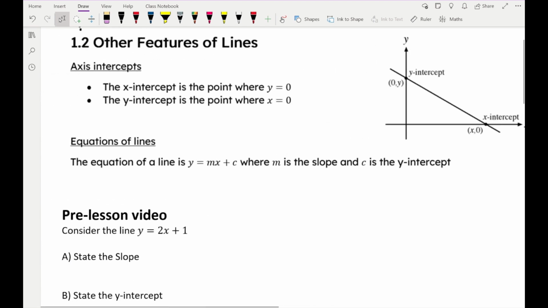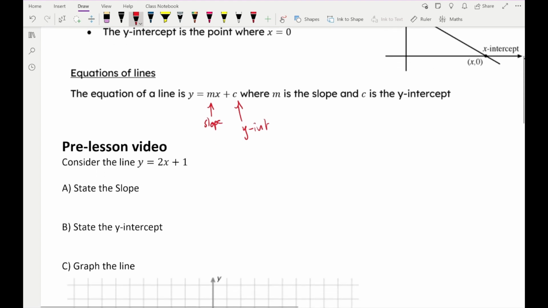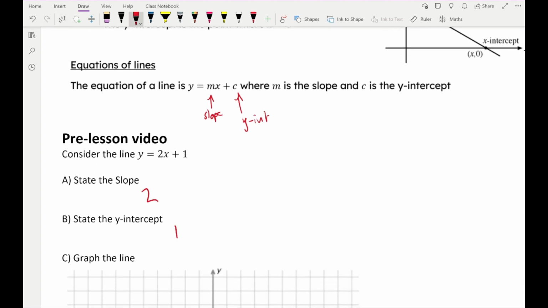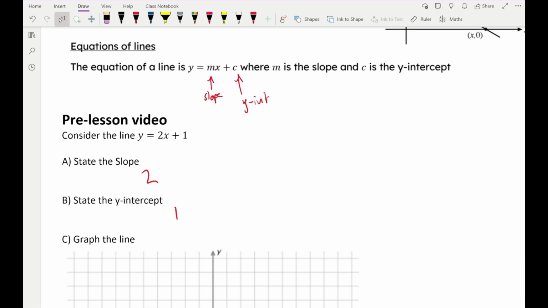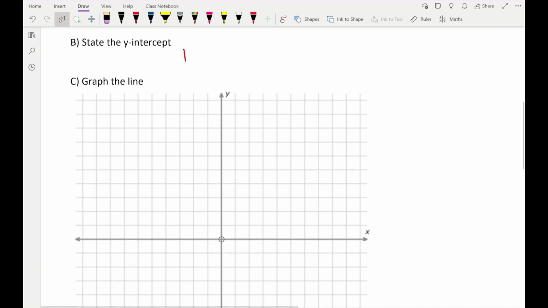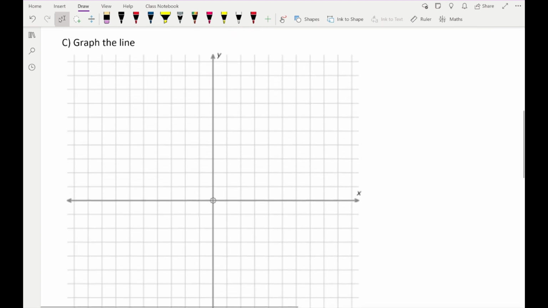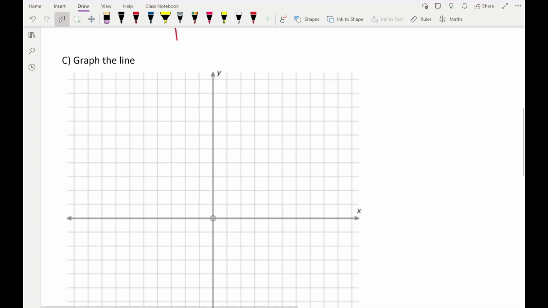So the equation of a line is y equals mx plus c, which you may have seen before. M is the slope and c is the y-intercept. So if I take a line like y equals 2x plus 1, the slope is 2 and the y-intercept is 1, you can read those straight off the equation. Graph the line. So this is what a graph might look like. Make sure you draw up your axes, chuck arrows on the end, and put y and x.